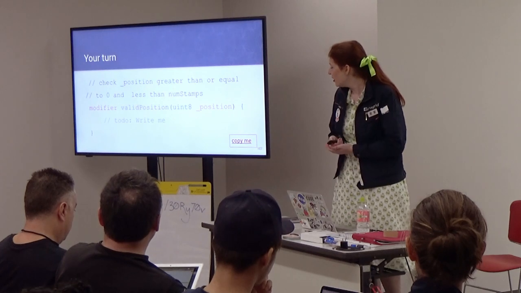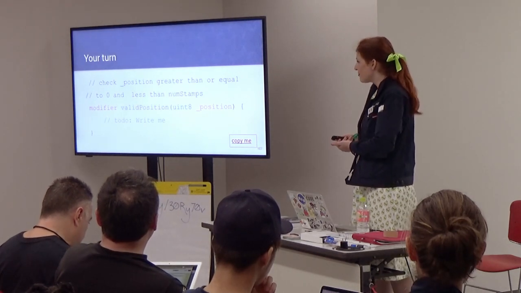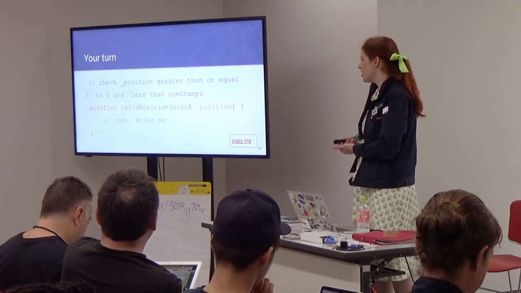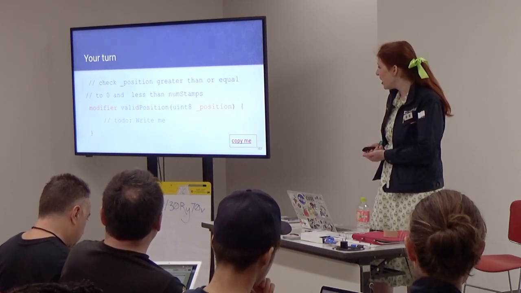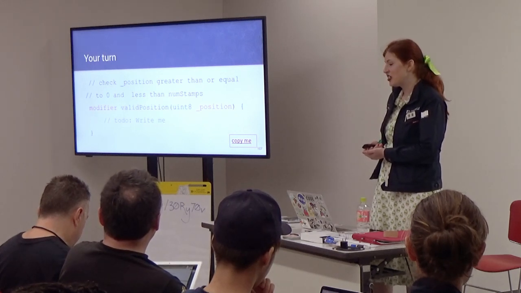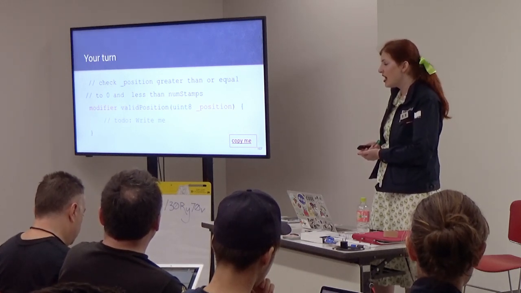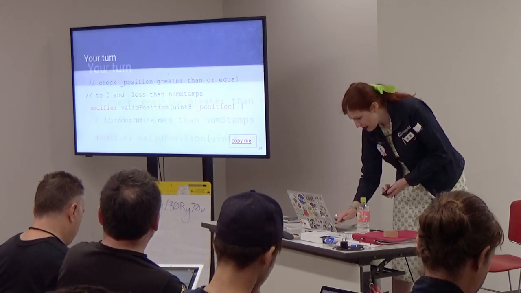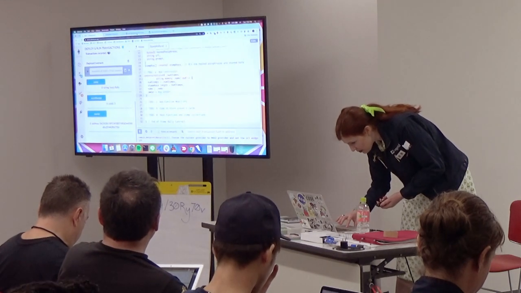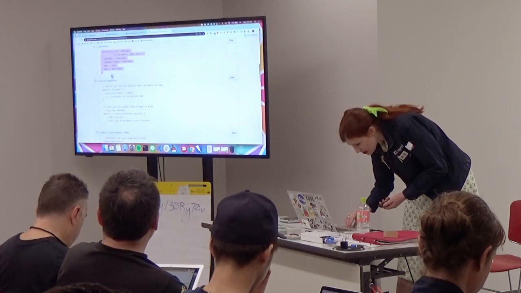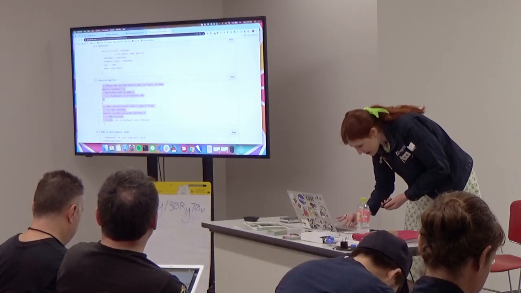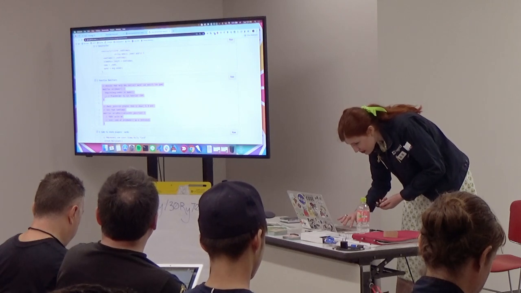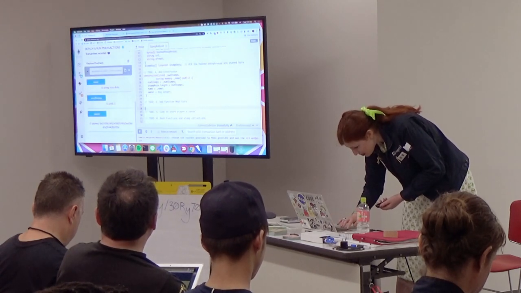So it's your turn now. We want to write a modifier, and it's going to be called validPosition. It's going to take a uint8 _position, and we want to check that the position in the stamp is greater than or equal to 0 and less than the number of total stamps in the game. So you can copy the template or just type it from the gist, from the function modifier part. You can copy this here, and I would recommend looking at onlyOwner as a reference. So we'll paste that in under to-do 2.